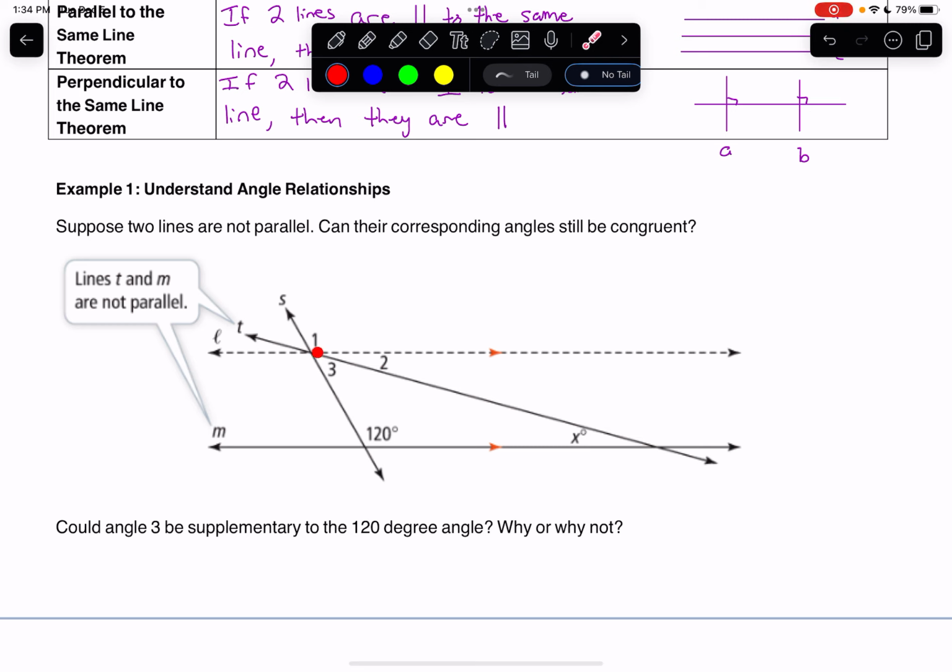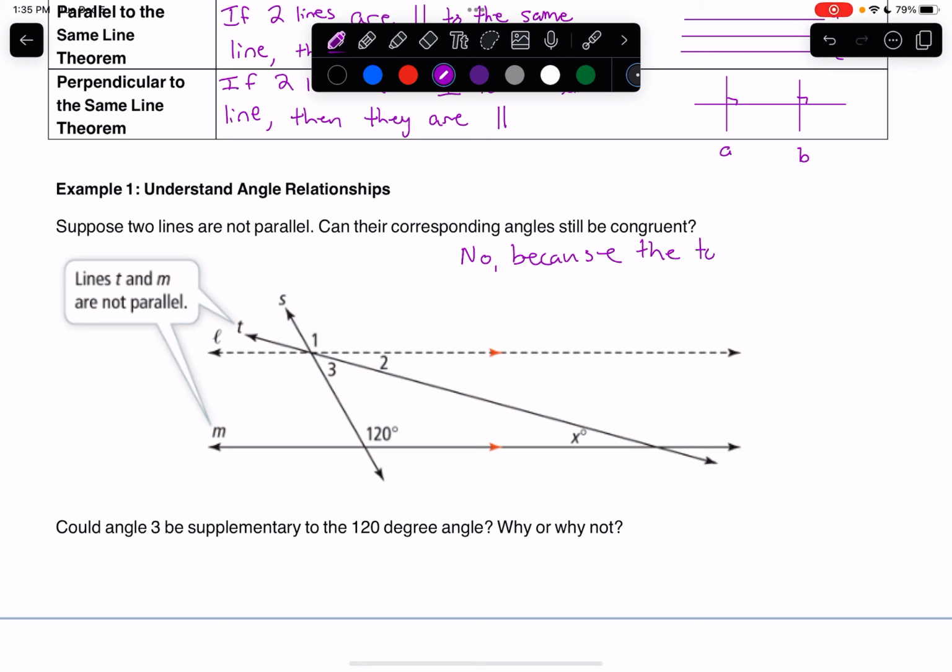We have 120, but we also have more than that. So these angles are not congruent, which means there's no way for the corresponding angles to be congruent. So what we can say is no, because the top corresponding angle will be greater than 120 degrees.